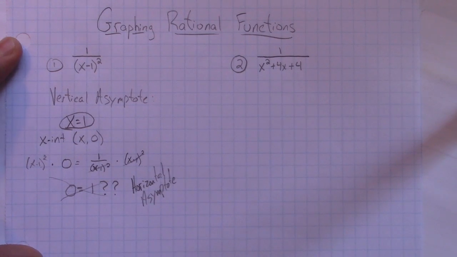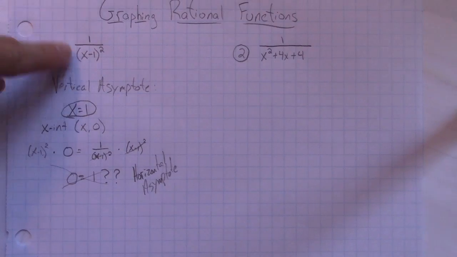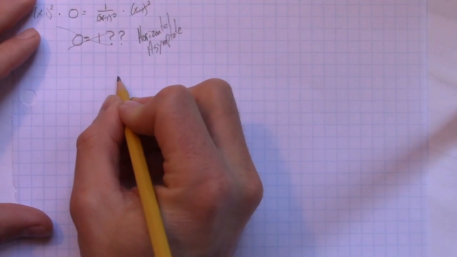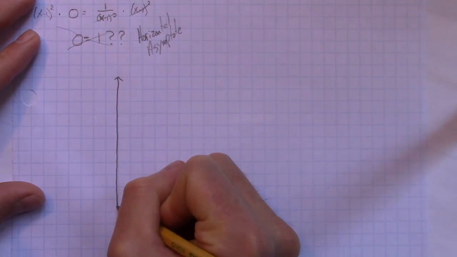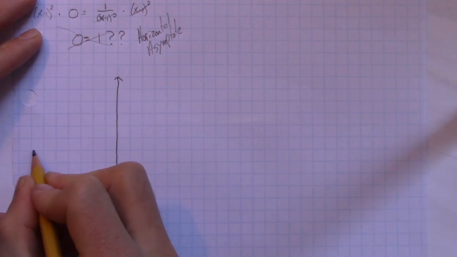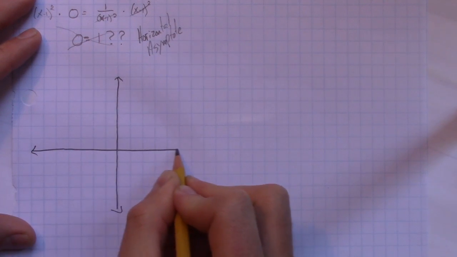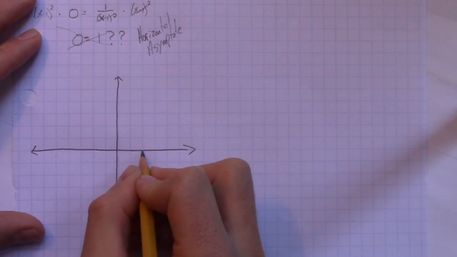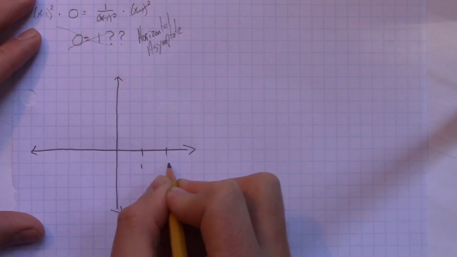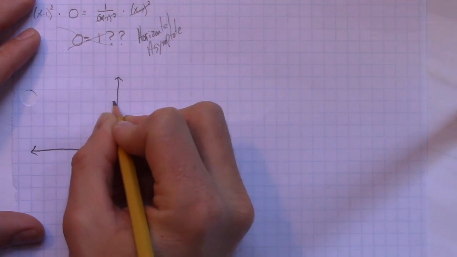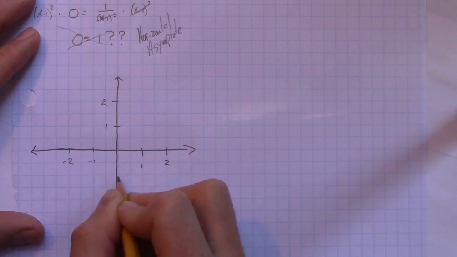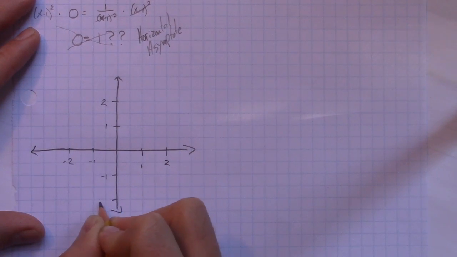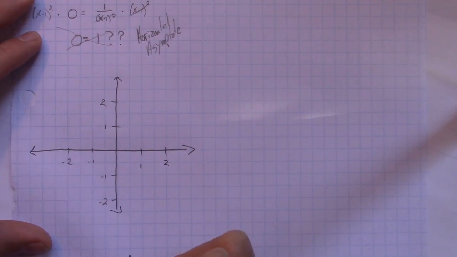All right, so now we're ready to make a graph. I want to make a graph of this. I want to draw that one to scale. All right, now I have a graph.